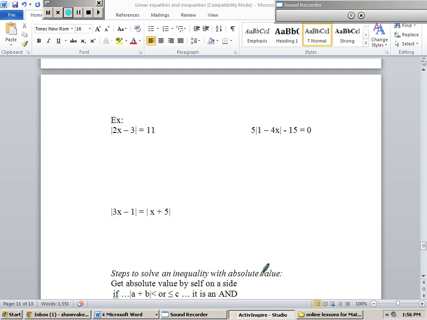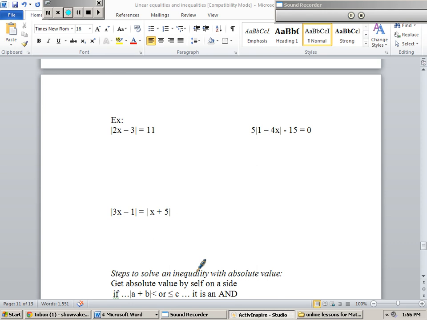If you have two absolute values, get them by themselves, which they are. Separate them and make one 3x minus 1 equals x plus 5. And 3x minus 1 equals the opposite of everything, negative x minus 5. Move my stuff. 2x equals 6. X is 3. Move my variable and my number. 4x equals negative 4. X is negative 1.